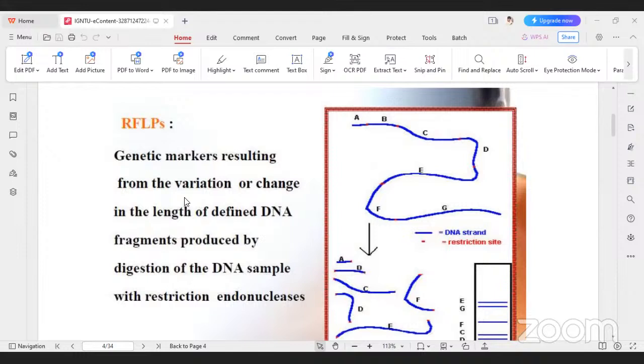When you utilize the restriction endonuclease, it gives fragments, but these fragments show variations and changes in length. That's why it is called a polymorphism.